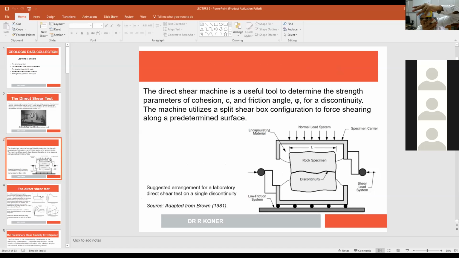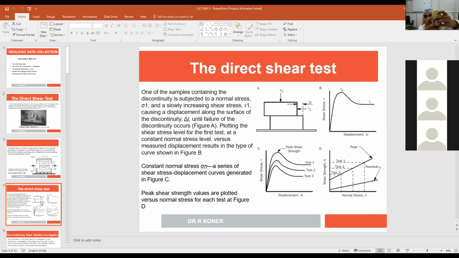Due to this horizontal force, the horizontal platen will move to the left side. Due to this movement, a shear force will be generated at the interface between the top part of the sample and the bottom part of the sample. If I have the setup ready to estimate this force, we can plot this force versus deformation in this particular graph B.